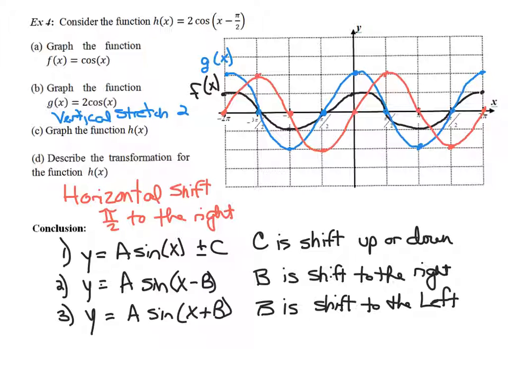So in this lesson, we talked about both vertical shifts and horizontal shifts. We talked about our midline value, and we also talked about what the range of the new functions that we graphed were.